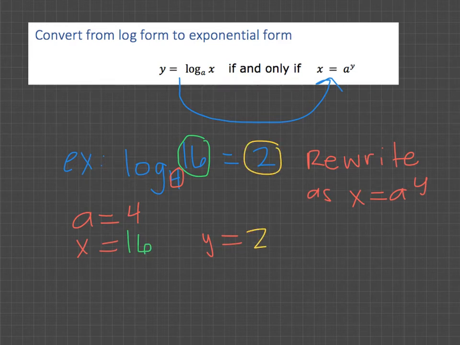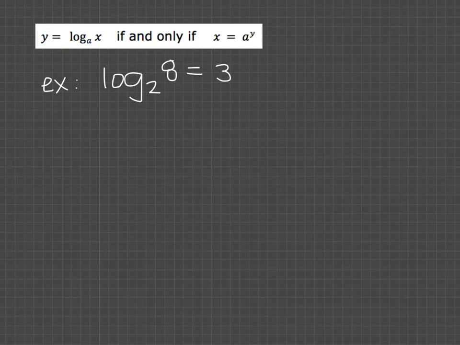Now we rewrite it as x equals a to the y, just making those replacements. So we're going to say 16 is equal to a, which is 4, to the y, which is 2. So that is that logarithm expressed in exponential form. And we know that that's true: 16 equals 4 squared. All right, here's another example.